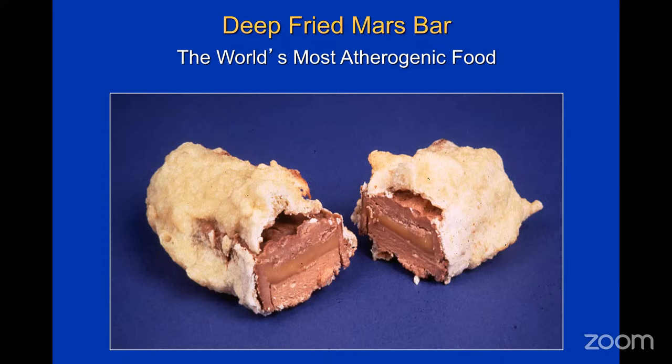This is a deep fried Mars bar. It's the world's most atherogenic food. You take the Mars bar, you batter it, and then you deep fat fry it. It comes out as a nice, warm, kind of gooey mass. You eat it. It goes straight to the left main coronary artery. And then you die.